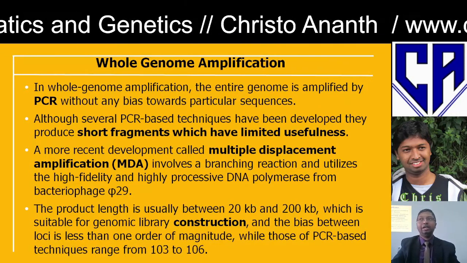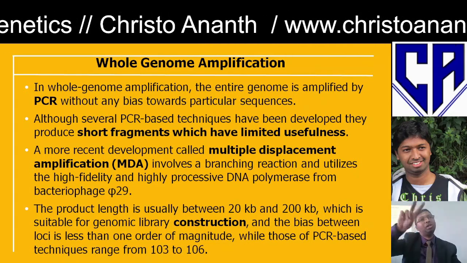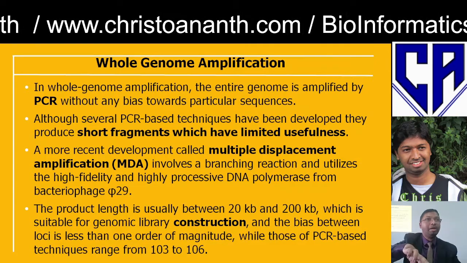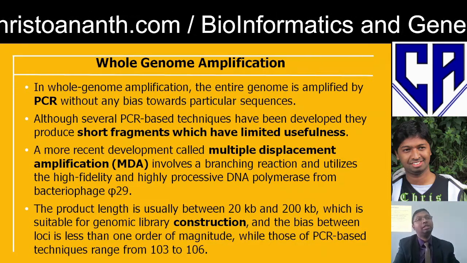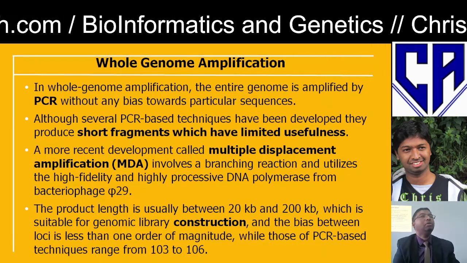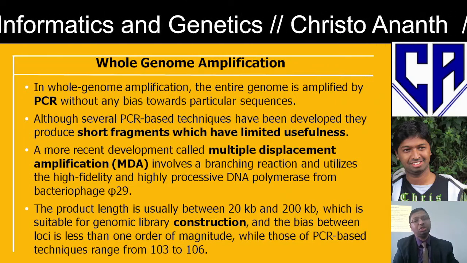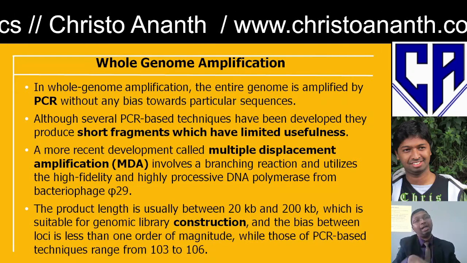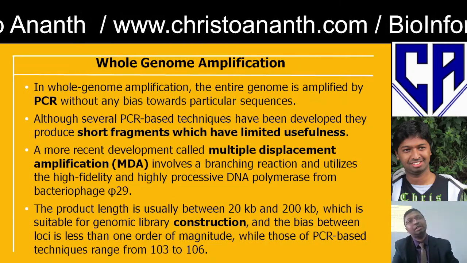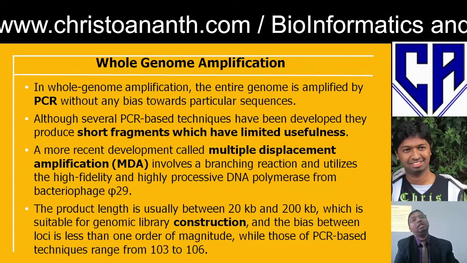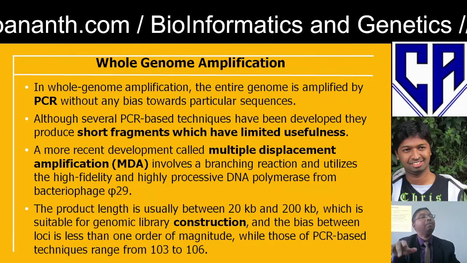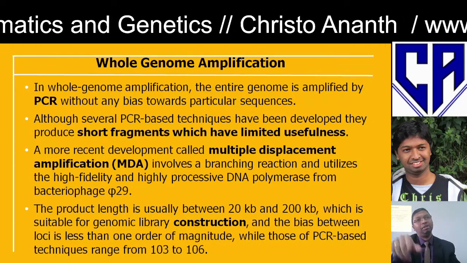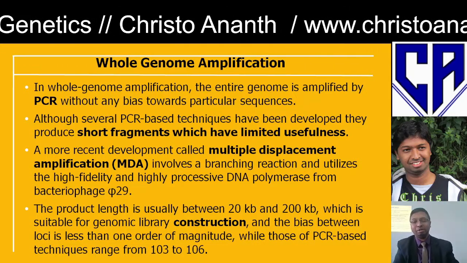In the previous case we had product length only up to 22 kb, but here we will have a product length between 20 kb and 200 kb. That much size it can process. And you can go with the construction of the genomic library, and you can employ PCR techniques ranging from 10 power 3 to 10 power 6. In the previous case it was 10 power 5, but here it is 10 power 3 to 10 power 6.